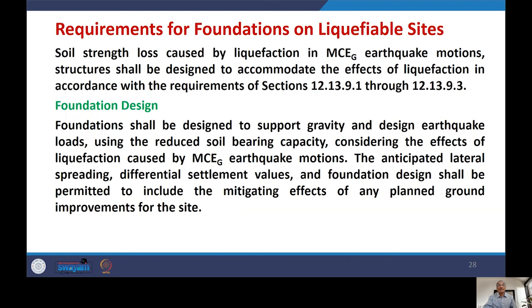Continuing with this, then there is a provision for requirements for foundations on liquefiable soils. We have to be aware that soil strength is lost when it is subjected to liquefaction. In MCE earthquake motions, the structure shall be designed to accommodate the effects of liquefaction in accordance with the requirements given in the sections. Then foundation design should support gravity and design earthquake loads using the reduced soil bearing capacity. Considering the effects of liquefaction caused by MCE earthquake motion, the anticipated lateral spreading differential values shall be permitted to include the mitigating effects of any planned ground improvement of the site. So naturally, these are the measures required if you have the issue related to liquefaction.